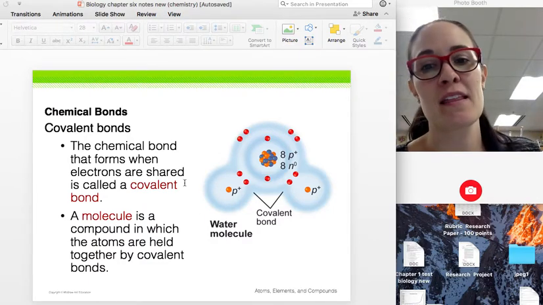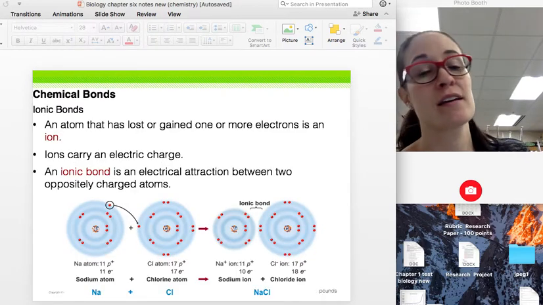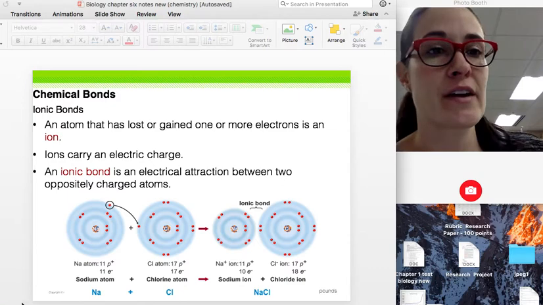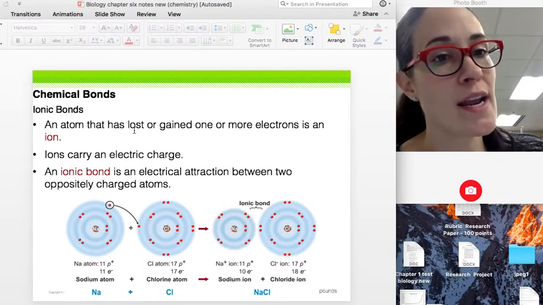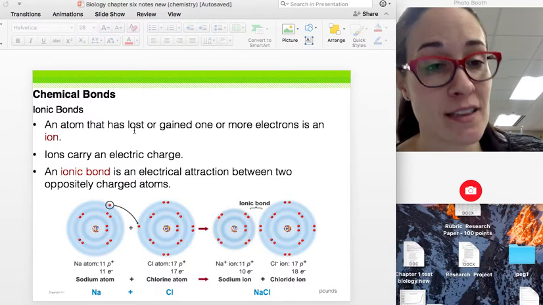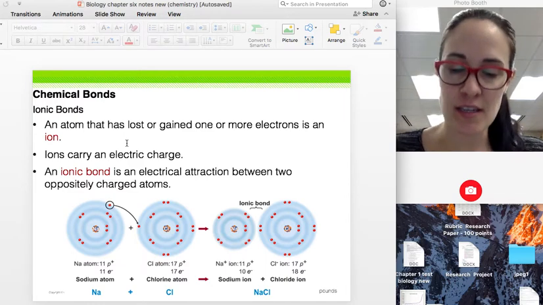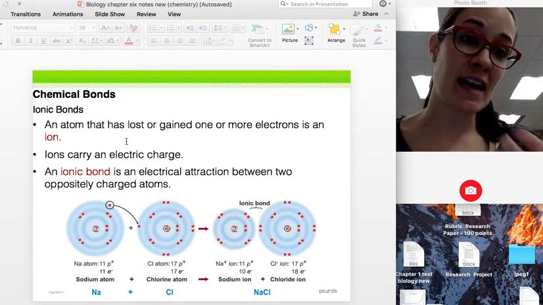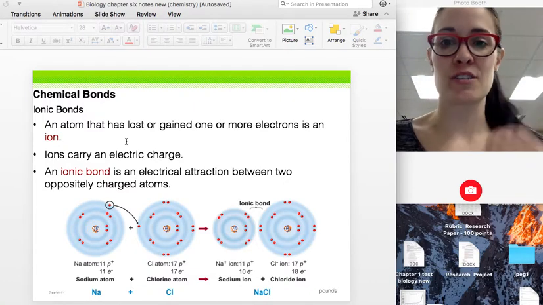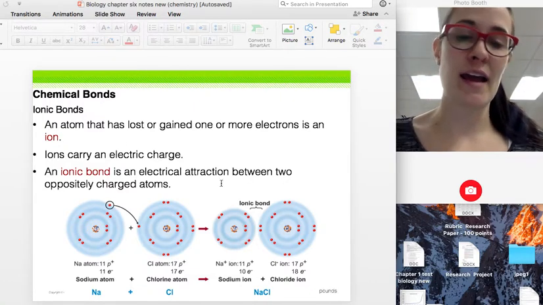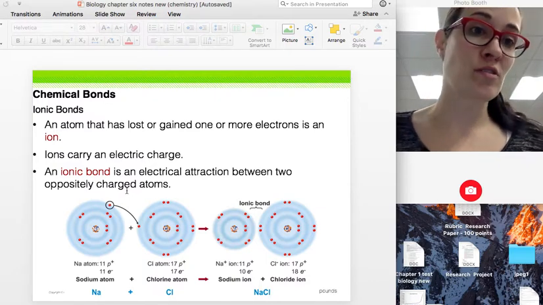This is a covalent bond, the sharing of electrons. Ionic bonds are when electrons are either given away, gained, or lost. When an atom gives up an electron, loses an electron, it becomes positive, thus called an ion. If it gains an electron, it becomes an ion as well, except negatively charged, and they form together an ionic bond. So ionic bonds are formed as a result of ions.